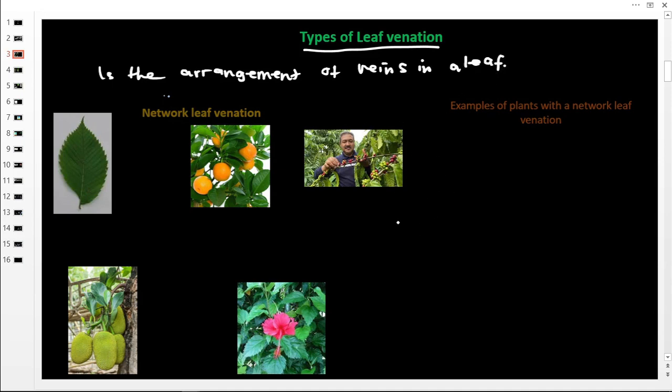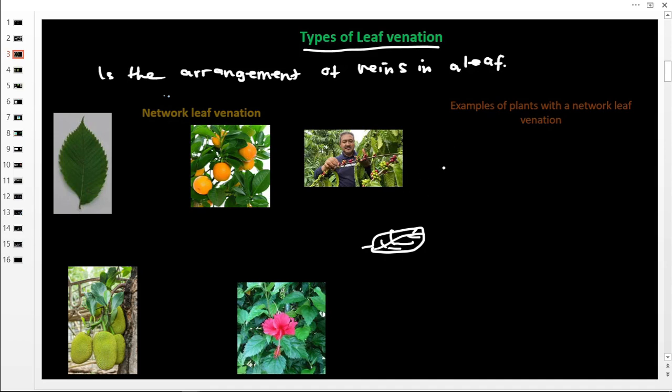Previously we've seen the diagram of the leaf, the parts of a leaf. We said a leaf has the lamina. This one is the lamina. Inside the lamina here we have the midrib. Then in the midrib we have what we call the leaf veins. Now the arrangement of leaf veins in a lamina is what we call leaf venation. So leaf venation is the arrangement of veins in a what? In a leaf.